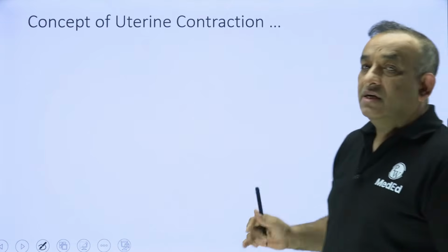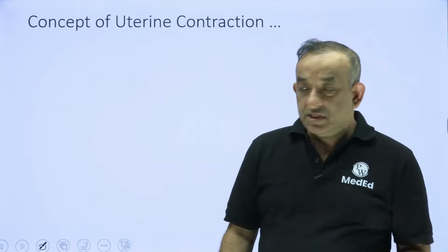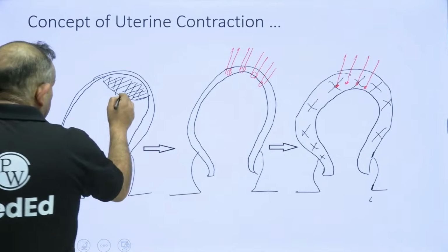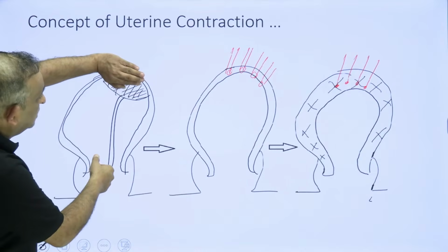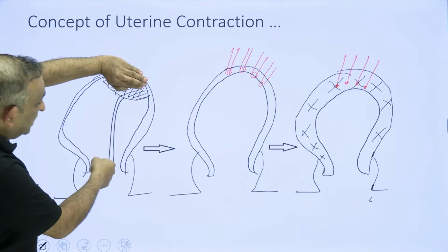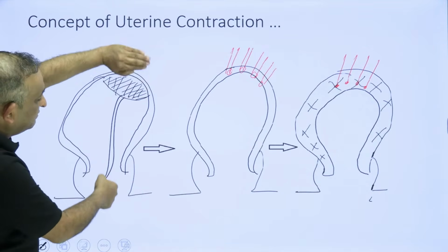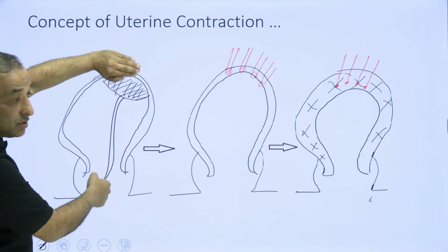Coming back to PPH, primary PPH is what we're going to discuss. So what is the concept of uterine contraction? The placenta is attached to the uterus like this, and you hold the uterus with a hand on the fundus and hold the cord like this. Gentle traction and counter traction. This is the method of delivering the placenta, known as controlled cord traction.